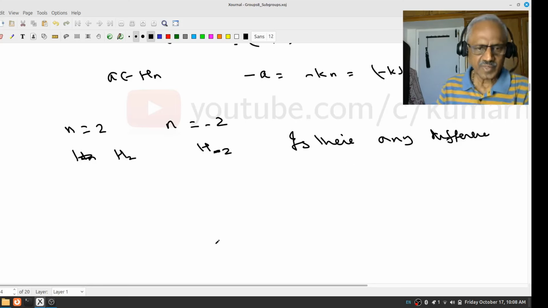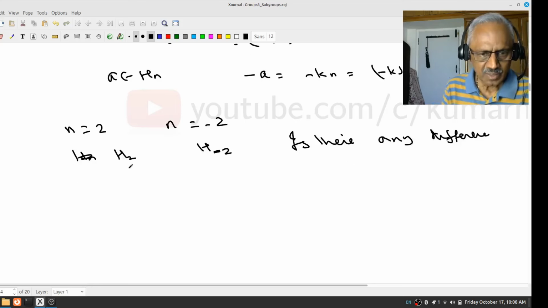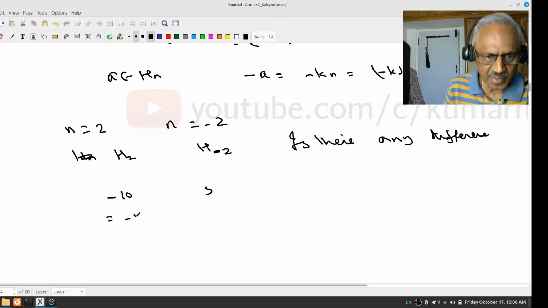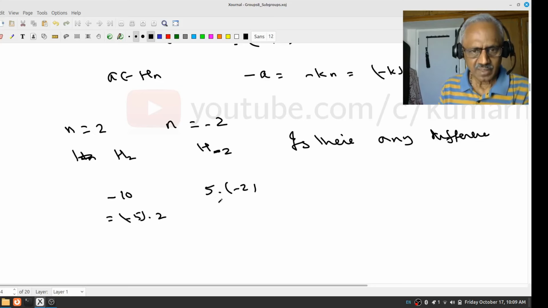They are the same, because all multiples of 2, all integral multiples, right? Suppose I say minus 10 is there, but minus 10 will be there as here minus 5 times 2. Here it will be 5 times minus 2. You understand this? Are you following?